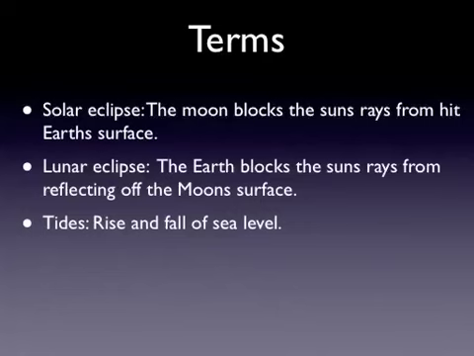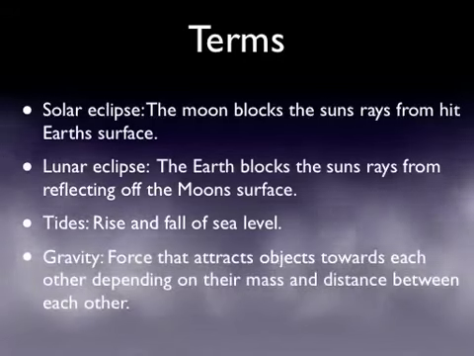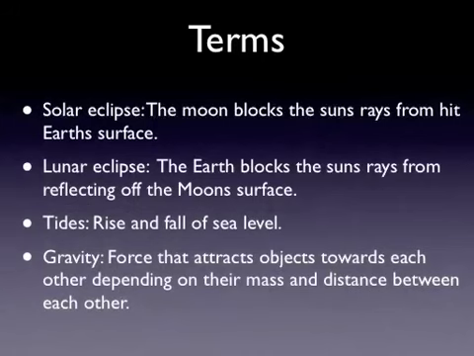Tides. Tides are simply the rise and fall of sea level. So if you've been to the coast of Maine, you know that there's a low tide and a high tide, and the water level is going to be different based on those tides. So during low tide in a certain area, if it's high tide, you'd be underwater, for example, in that same spot. The final term is gravity.